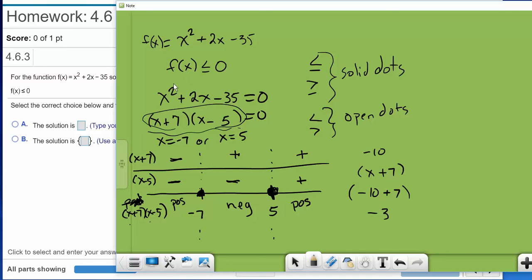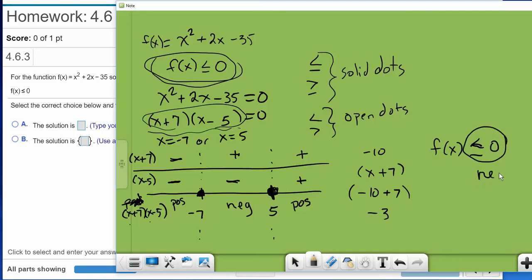Now, if we look at the function we're trying to solve, we want f of x to be less than or equal to 0. So what kind of numbers are less than 0? We want f of x to be negative numbers. And that's less than 0, or it could be equal to 0, of course. So that's the solid dots, the equal to part, equal to 0. And then for the less than, we want negative numbers, so that's this interval in the middle. So our solution set will be all the numbers between negative 7 and 5, like that.